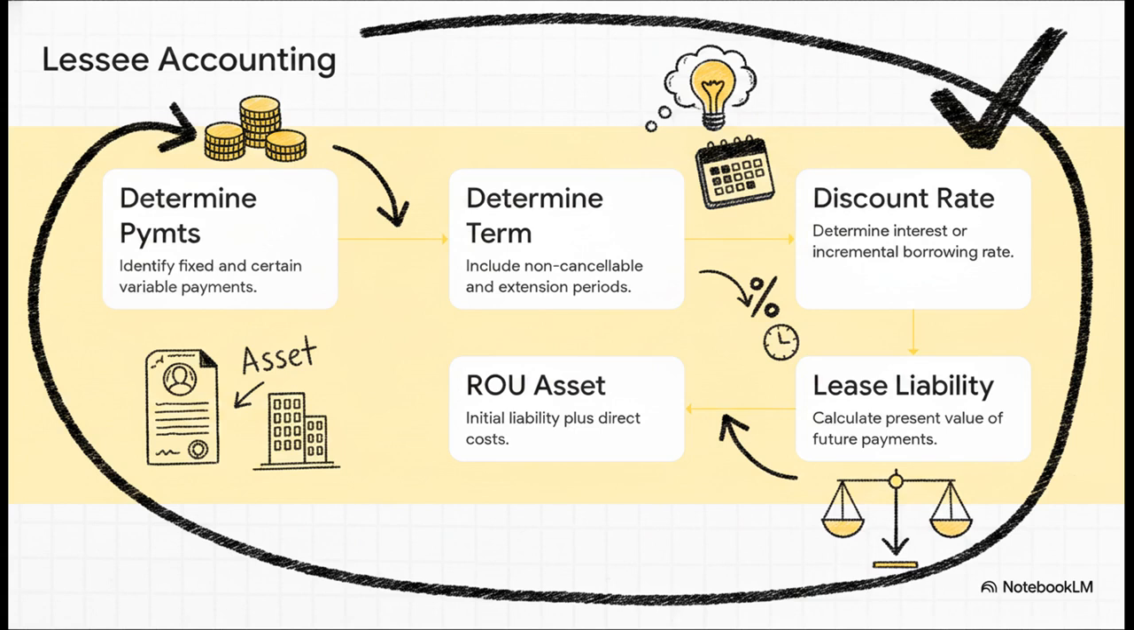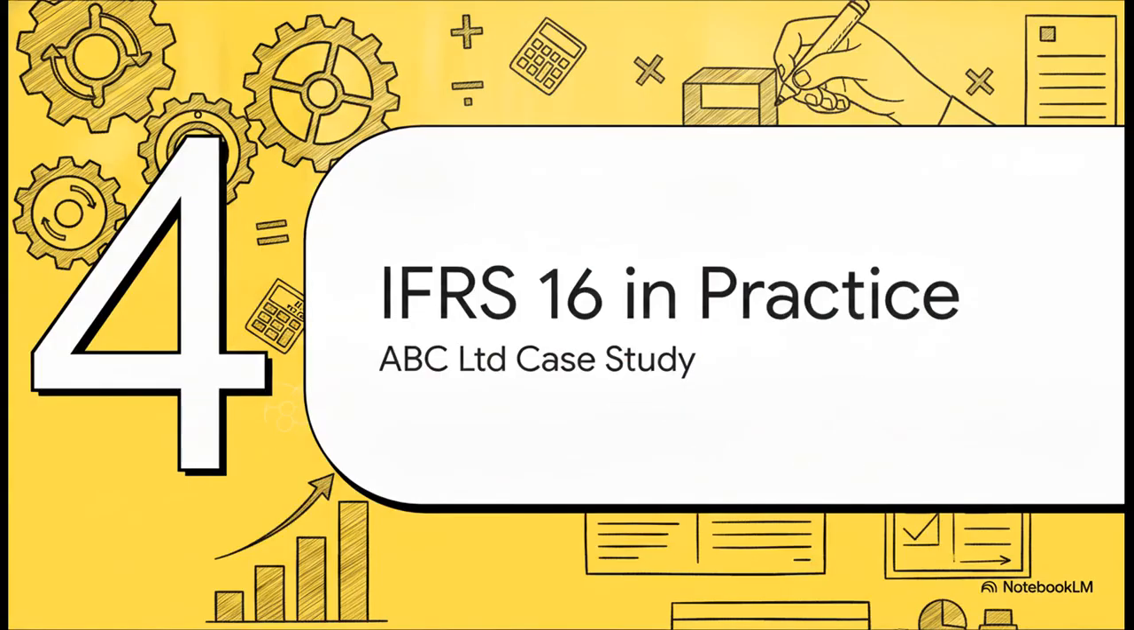Step 3 is applying a discount rate, typically your incremental borrowing rate. Step 4, you calculate your lease liability based on those discounted future payments. And finally, Step 5, calculate your brand new right of use or ROU asset. Let's see this in action.